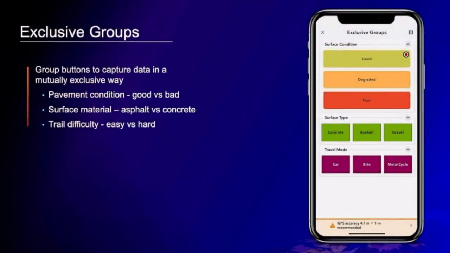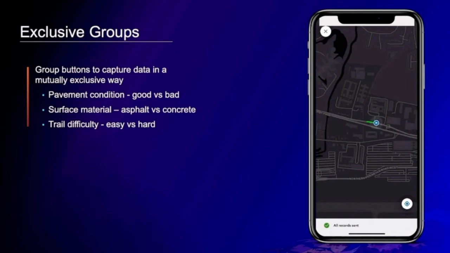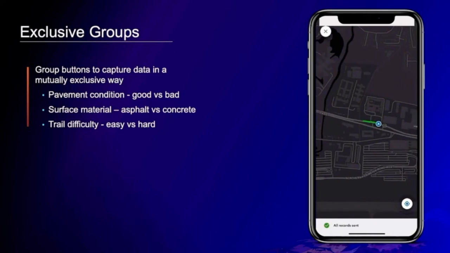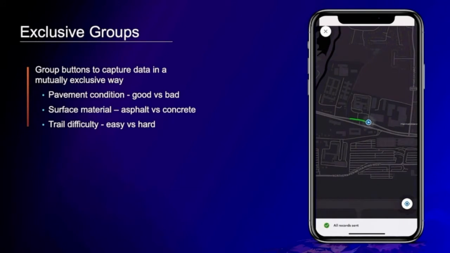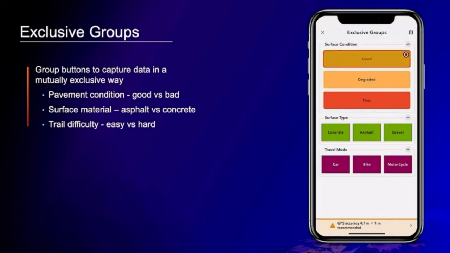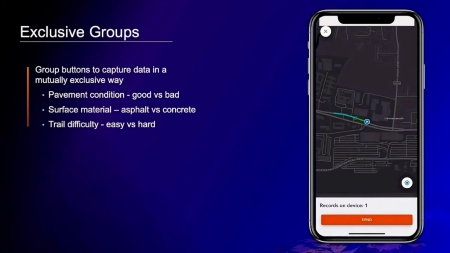In other situations, it may not make sense to have two or more buttons active at the same time. For example, if you have buttons for trail difficulty, you would never want the easy and hard button active at the same time. Exclusive groups allow authors to enforce this. They can create a group and then add buttons to it. Only one button in the group can be active at the same time.